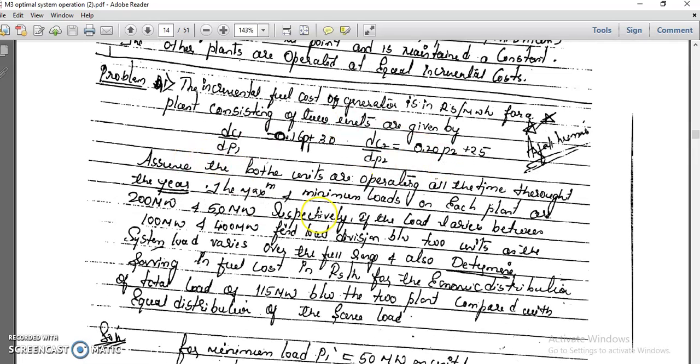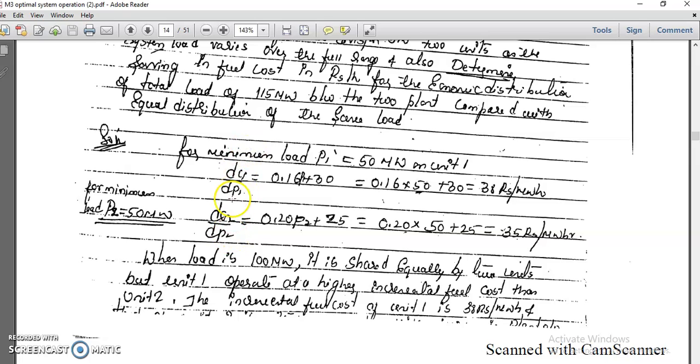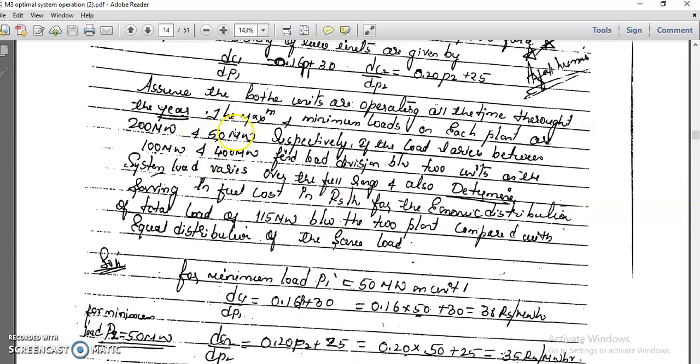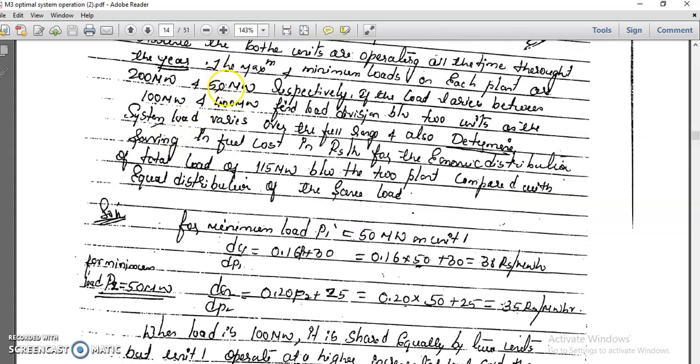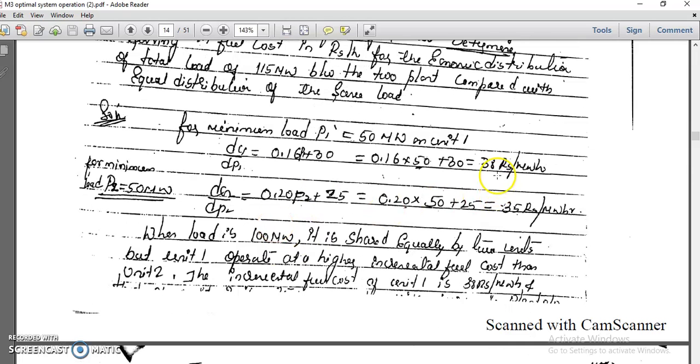So 2 plants they have specified, and limits are there. Getting what I am telling? For 2 plants they have given limits, P1, P2 each equal, and in some problems they may give separate limits for plants P1, P2. Now both plants have the same minimum and maximum limits. So now they have given dC1 by dP1 and dC2 by dP2. What do you have to do here? First you have to take the minimum limit, which varies between 50 to 200. So for minimum load, on both sides you substitute P1 and P2 as 50. For the first plant P1 you substitute 50, and for the second plant also 50. Both sides you substitute 50 and we will get how much?